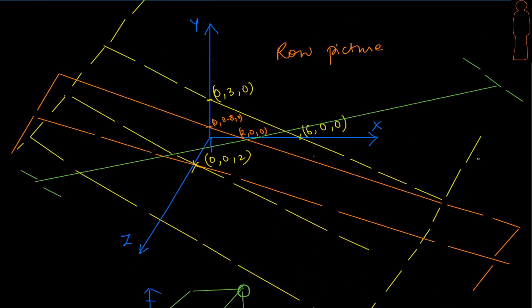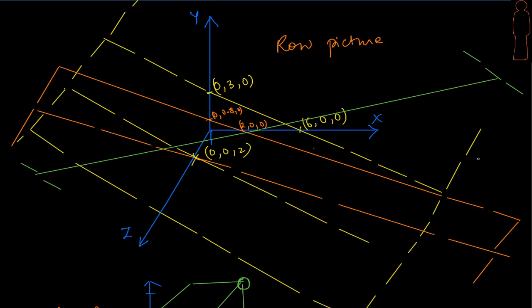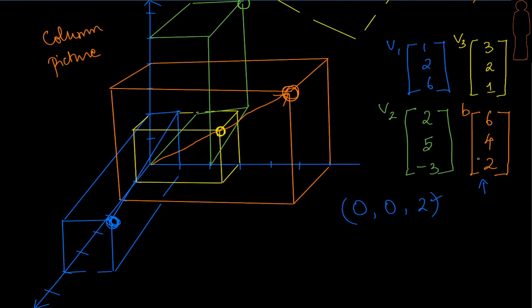So with this idea, let us bring this session to a close. The summary of this session is quite simple. We have talked about row pictures and column pictures.